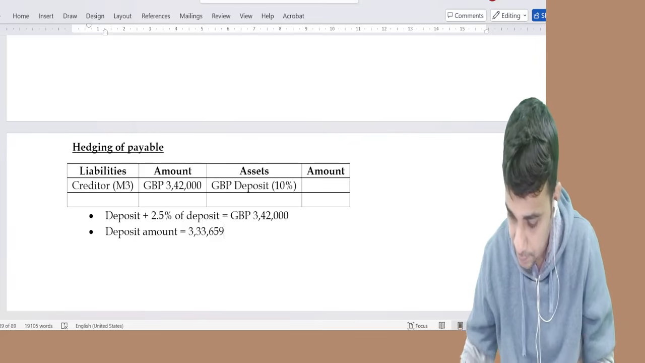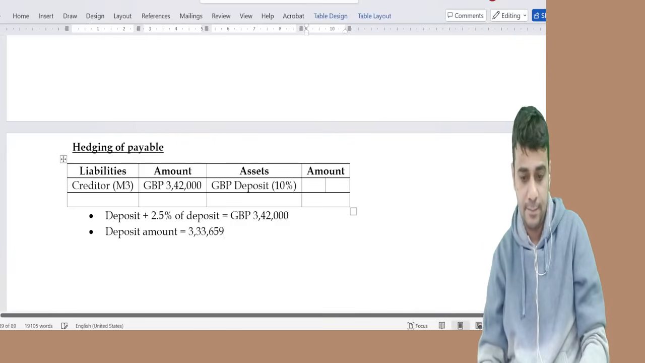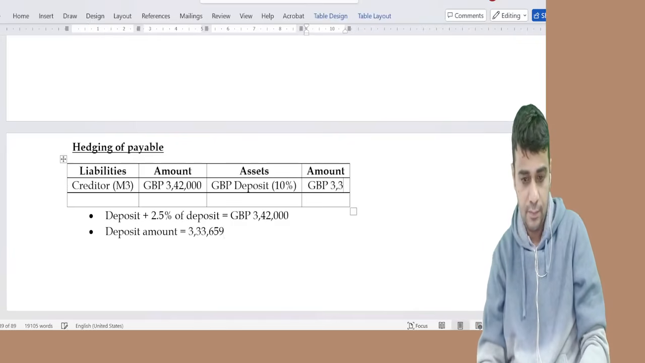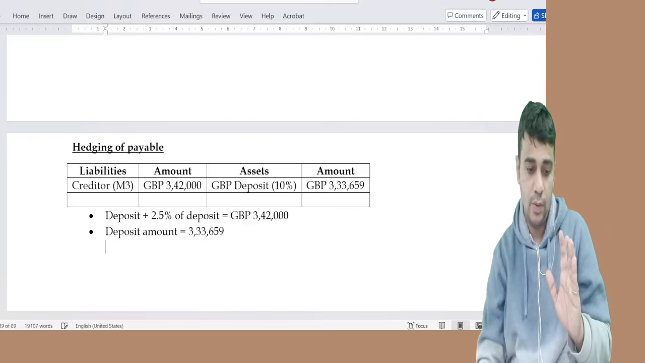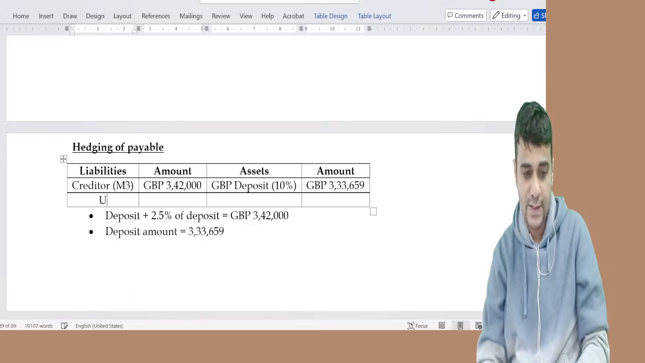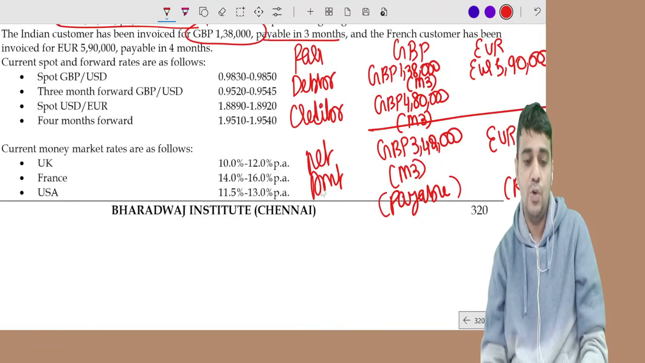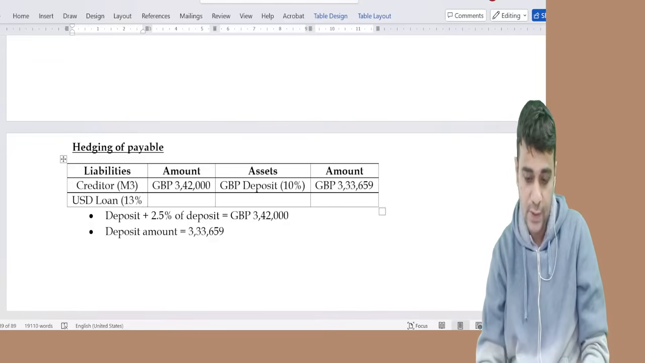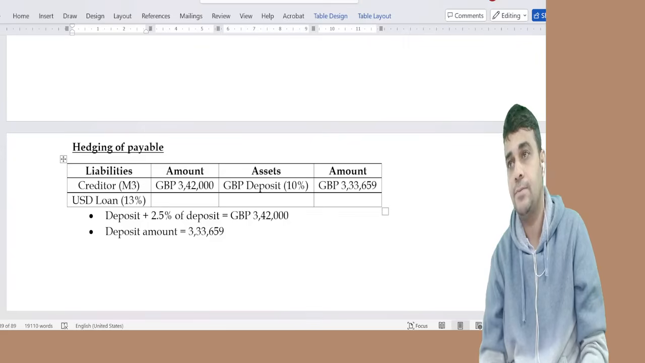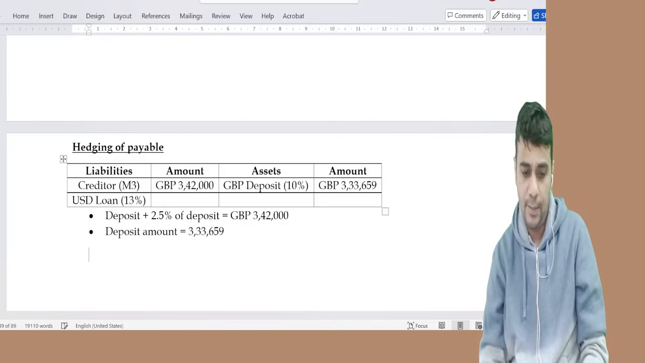333 659. So I take it here. I'm yet to create a deposit. Now this side, US dollar loan. Tell me the loan interest rate in US. US dollar loan 13%. Clear? Steps are very simple, and if you understand the logic, you can follow the solution very easily. Come down.